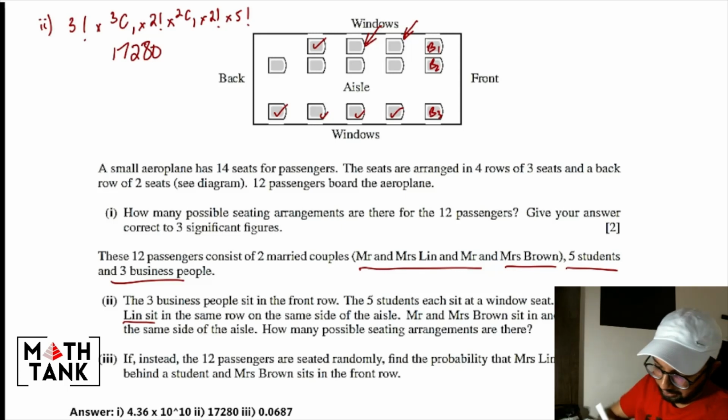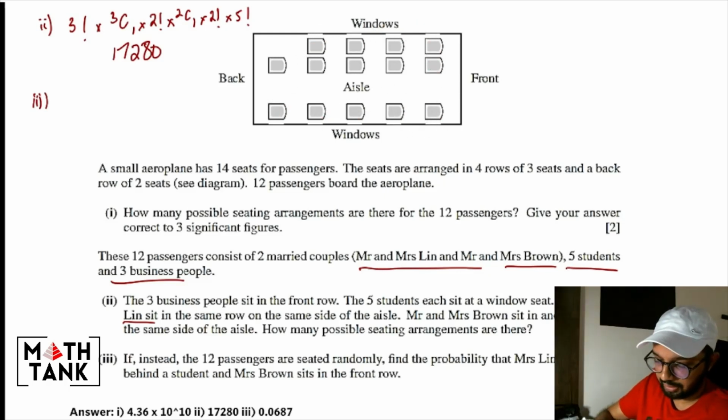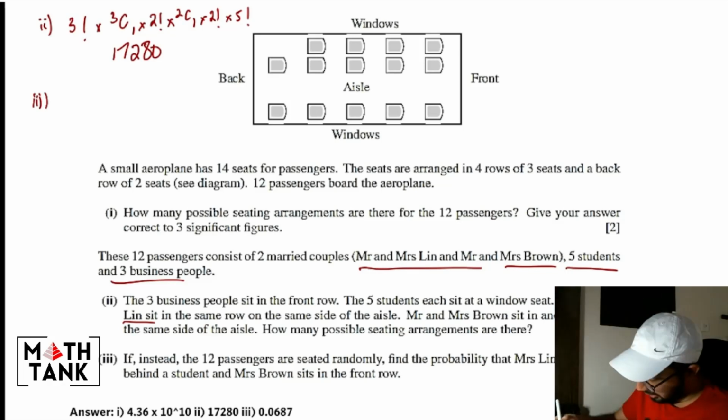Okay, then this last part is very tricky. It says if instead the 12 passengers are seated randomly, find the probability that Mrs. Lin sits directly behind a student and Mrs. Brown sits in the front row. So that is very tricky, and just please make sure that you follow the working that I'm doing in order to understand this question. The first thing that it says is there's a probability.